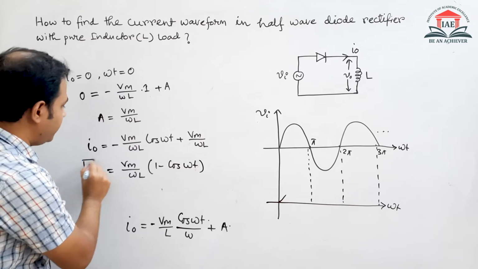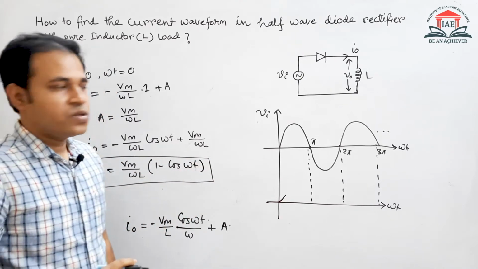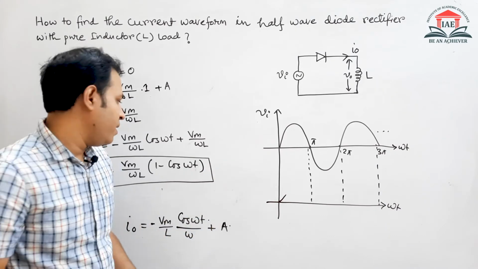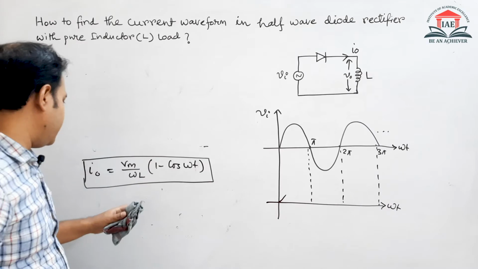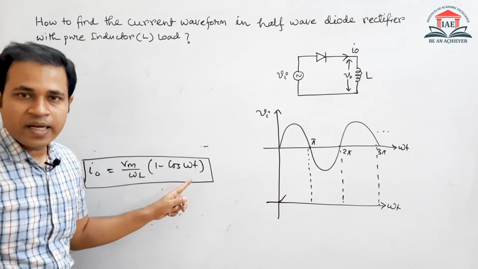Now this expression is very, very important. If you just remember this equation, many numericals which come in the GATE exam you can easily solve. In this expression, we see it is Vm by omega L and 1 minus cos omega t.